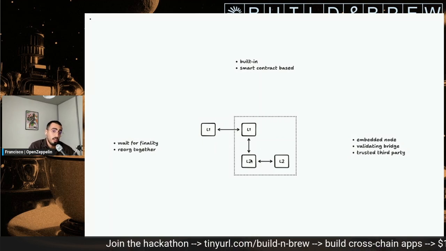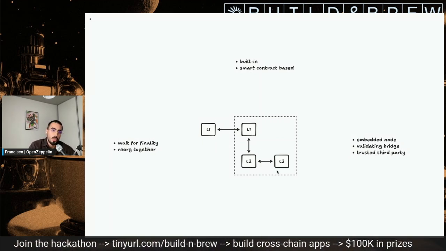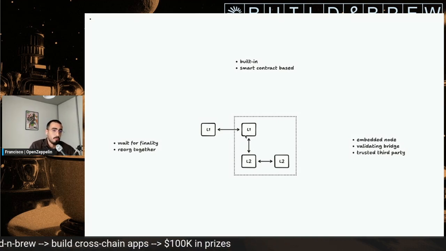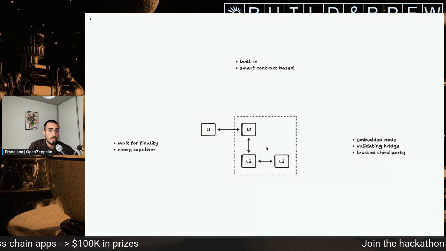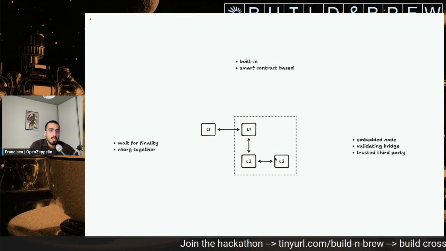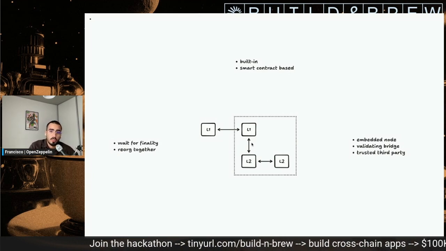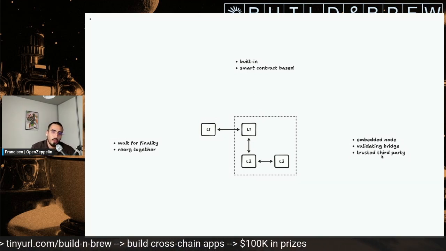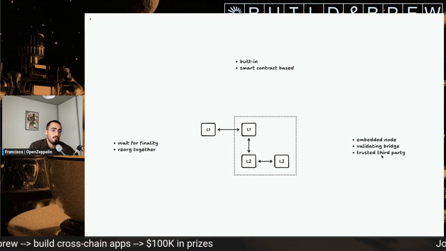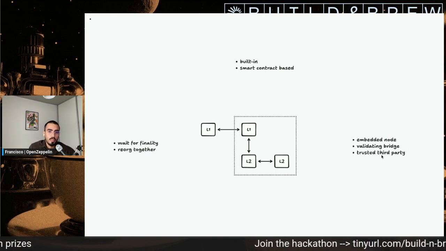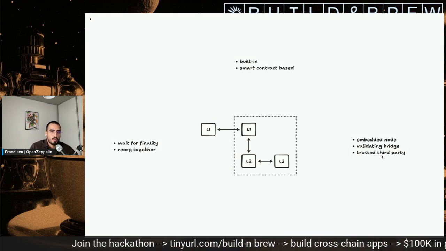For reading the L2 state from the layer 1, you again have a similar situation in terms of reorgs. These chains are going to be reorging together, but it's not going to be built in. The rollup layer 2 is an application, so you're going to make it as a smart contract on top. And it's going to be the validating bridge kind, which is similar to the embedded node. You're kind of having a full node inside of the layer 1, but you do it in a way that the constrained environment is not an issue. So you would do fault proofs, or you would do zero knowledge proofs.